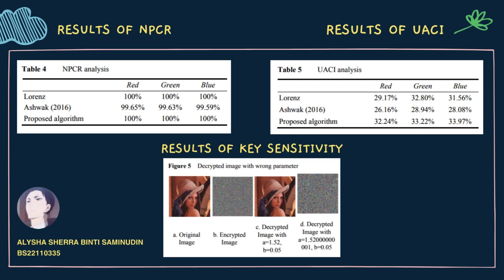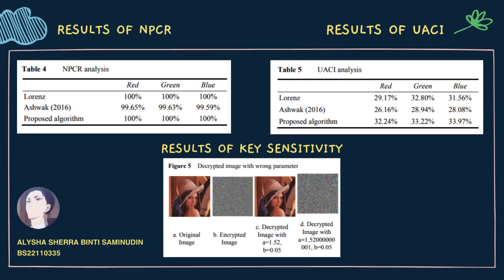This is the result for number of pixel change rate, or known as NPCR, which is located on the top left of the slide. This NPCR will calculate the percentage of different pixel numbers between two images. As you can see, all of the proposed algorithm results are 100%, which is the ideal performance.